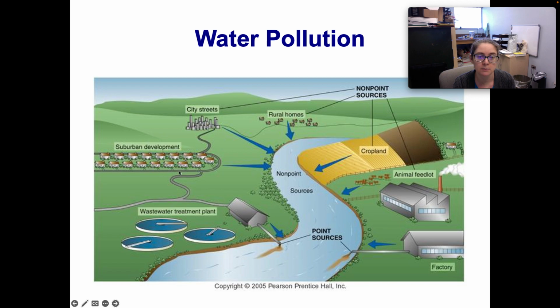So we have suburban development, just things washing off of our yards. It could be fertilizer or pesticides people use on their lawns or in their gardens. It could be oil leaking from somebody's car that gets washed into the river. City streets have the same ideas. Any landscaping, any fluids from vehicles, any waste that gets down drains. We also have rural homes, the same idea. And then we have croplands and agricultural feedlots. As it rains and washes this stuff into the river, those are all non-point sources of pollution.